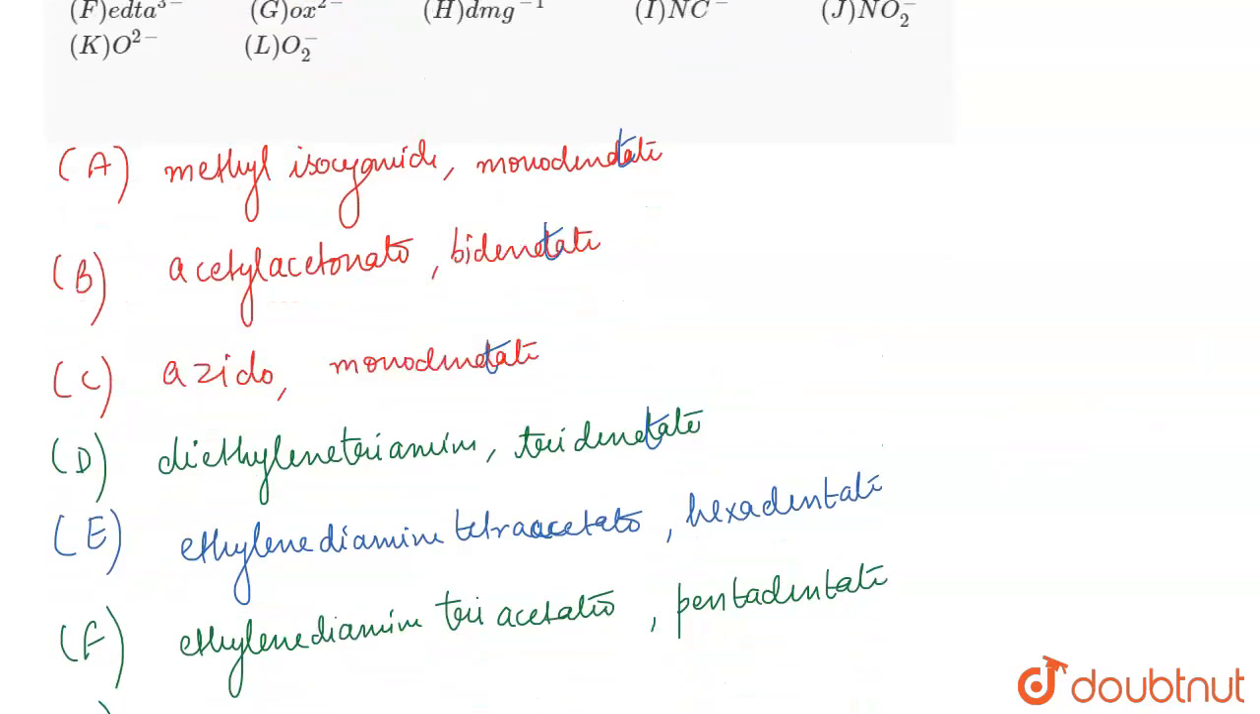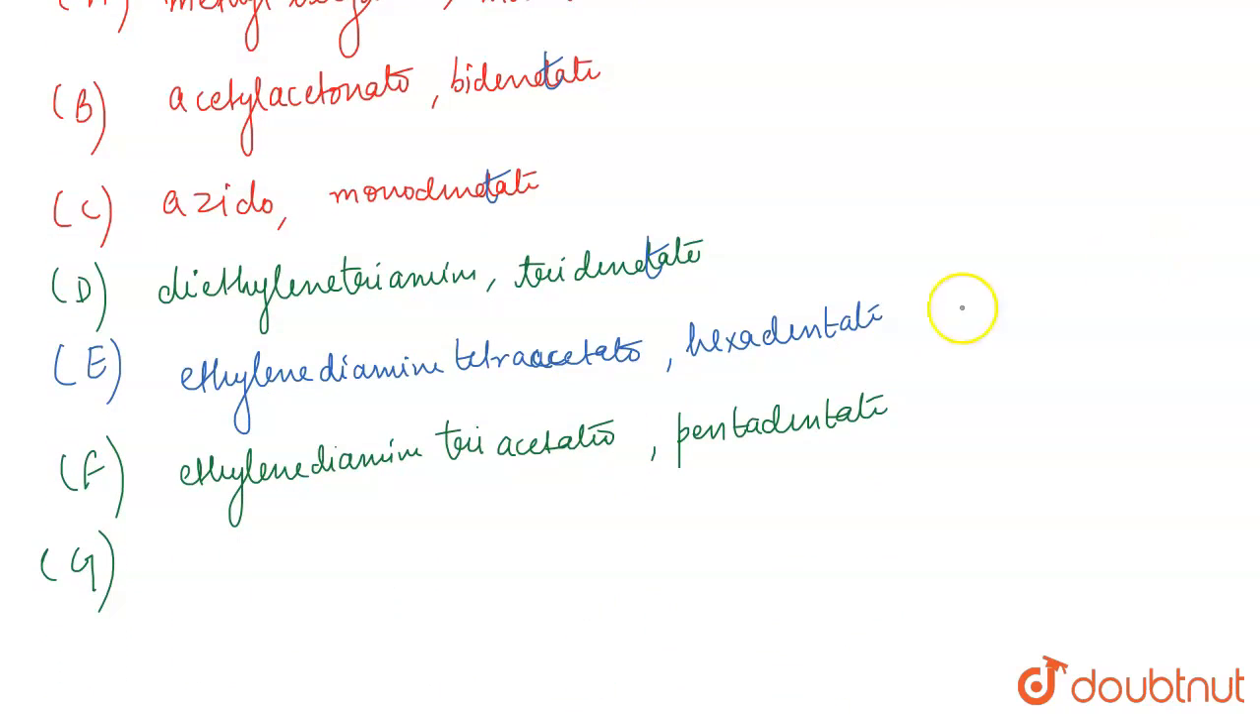Now, if you talk about G part, what is your G part? G part is OX2 minus means oxalato, right? OX2 minus is actually oxalato. And oxalato is a bidentate ligand. It donates through its 2 oxygen atoms.